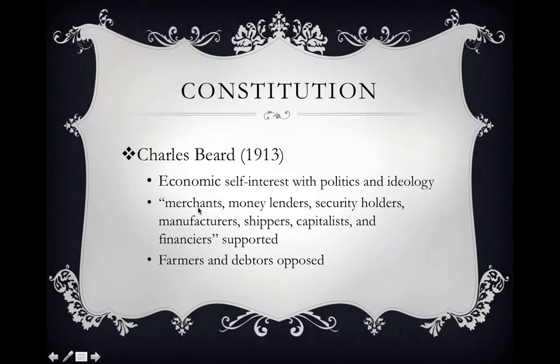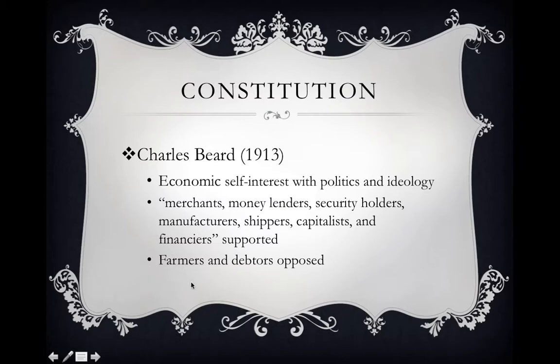Generally business interests, merchants, banks, moneylenders, anybody who held government securities. Obviously, the government can't pay you and it owes you money. Individuals who hold those debts will want to get paid, so they're going to be for a constitution that allows for taxation so they can get paid. Manufacturers, shippers, etc., financiers. So his argument is that the economic interests of a merchant, the merchant class or business people, supported it. Farmers were against it, and he posits that debtors were also against it.